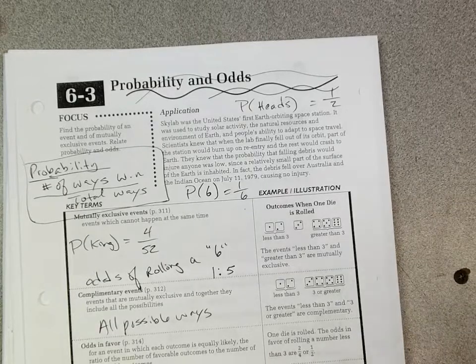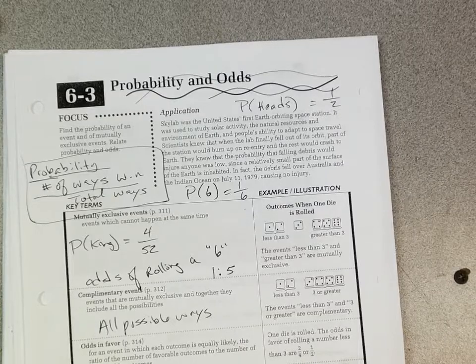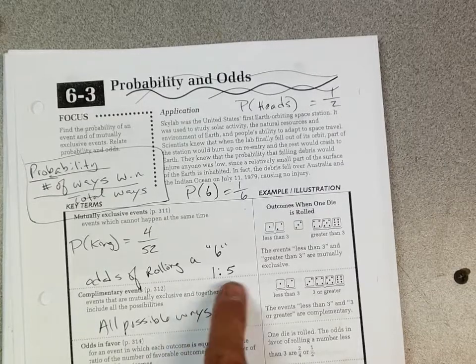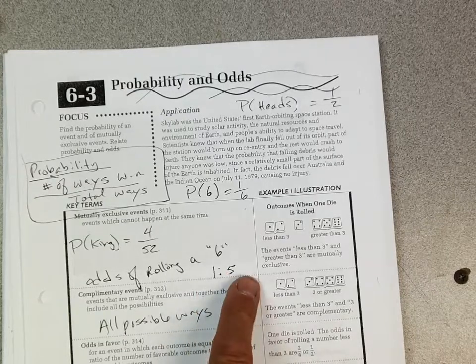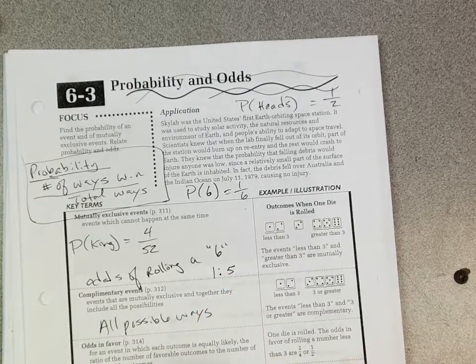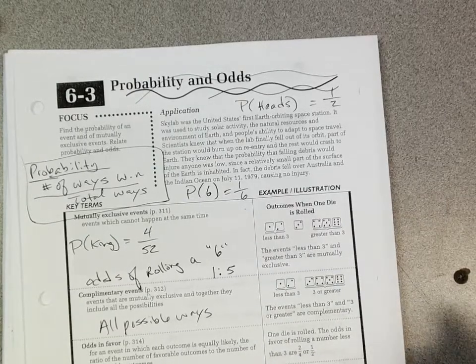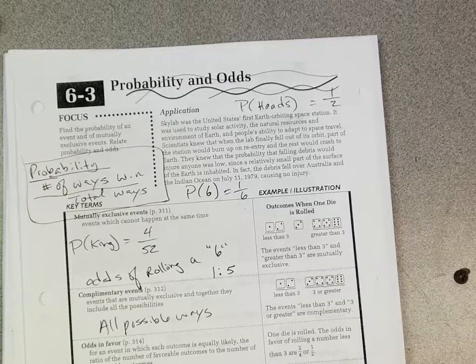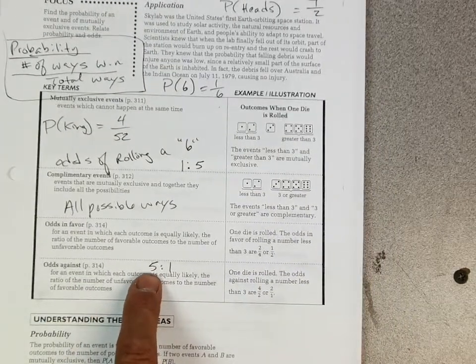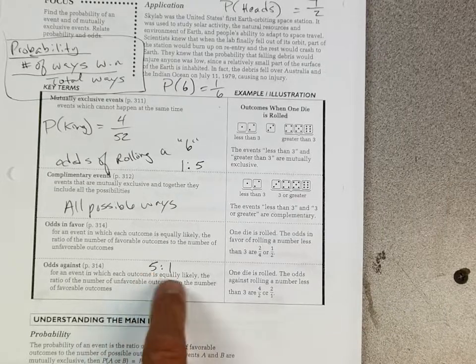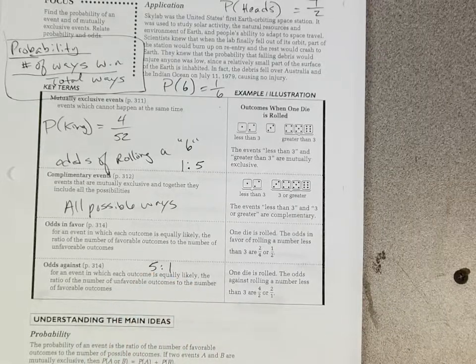Odds against, because you're betting against me. If you're going to bet against me, I would, because my chances are slim, aren't they? I've got 1 to 5 odds of winning. You're going to bet against me, so odds against for you guys would be 5 to 1. See the difference? There's 5 ways for me to lose versus 1 way for me to win. So you see the difference between odds and probability?